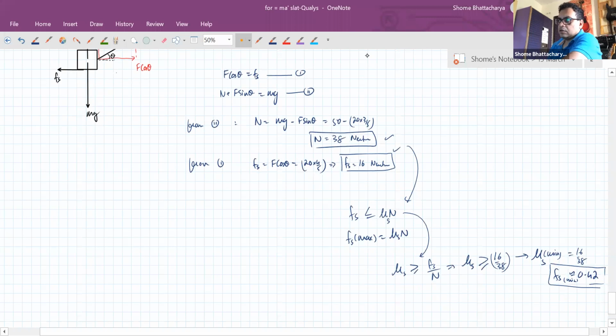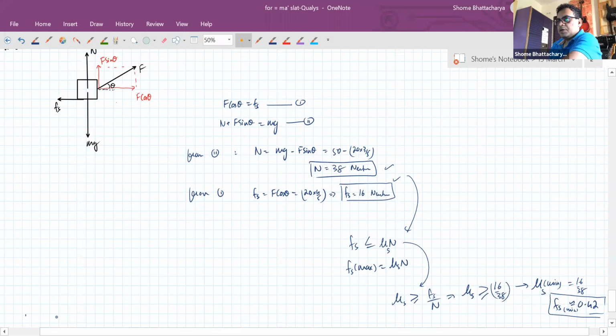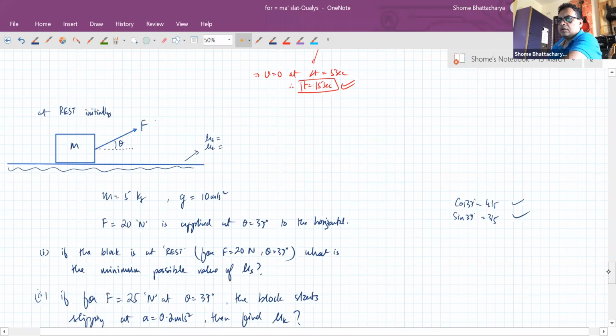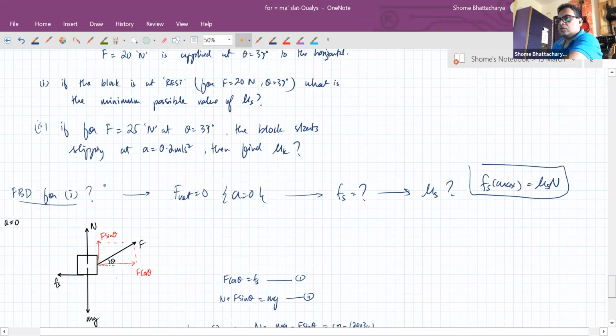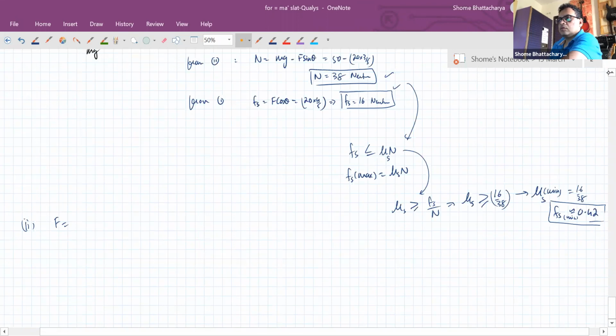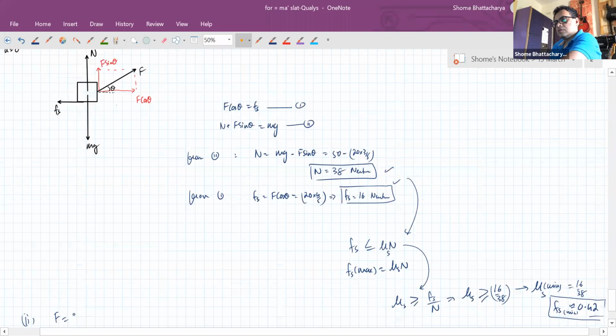So now have you worked out the second part? Second part, when we are applying the force of how much? 25 newtons, right? With 25 newtons, we are observing the acceleration of 0.2. So from that, we have to get the coefficient of kinetic friction. Okay, theta is same, mass is same.